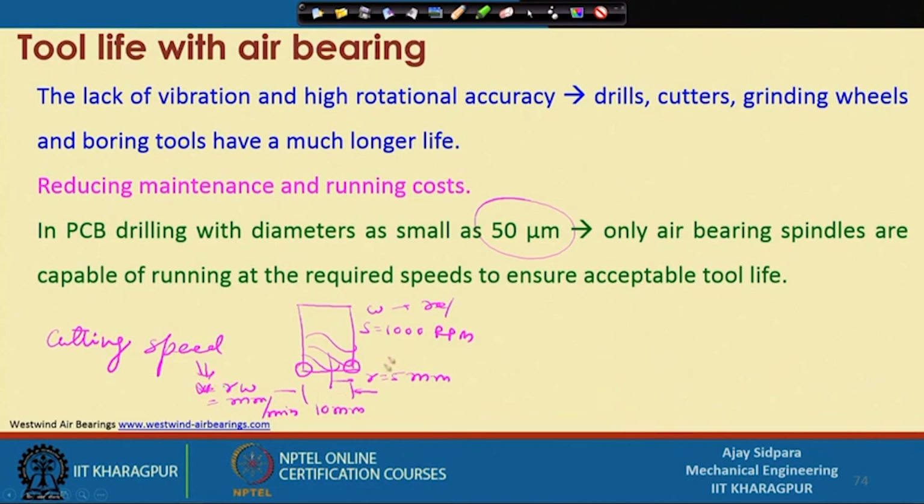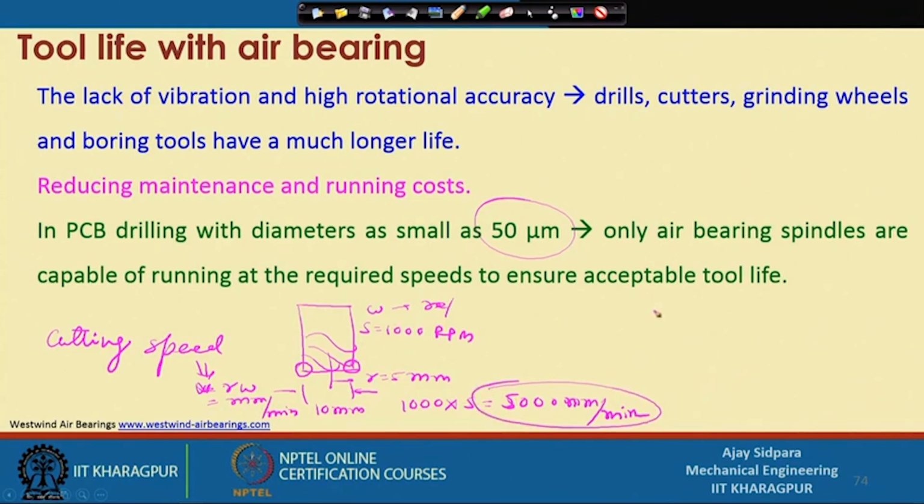So, if you calculate this cutting speed, consider 1000 rpm, 1000 multiplied by 5. So, you end up with 5000 mm per minute. The radius is 5, omega, your rotational speed, is 1000, so you are getting 5000 millimeter per minute.